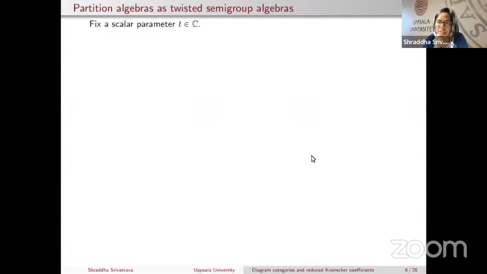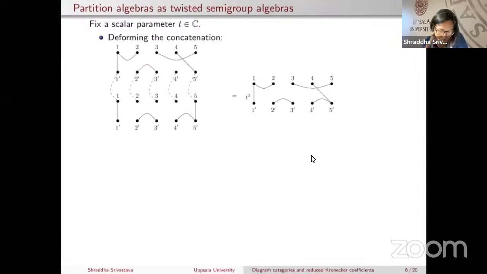And so a partition algebra, what we are going to do, we just deform the concatenation of partition diagrams that we have seen just now. So fix some scalar t in the field of complex numbers, and we are going to deform the concatenation. In the deformation, everything is the same, except that now we are going to take care of the things which lie in the middle as well. So there are two connector components that were completely in the middle.